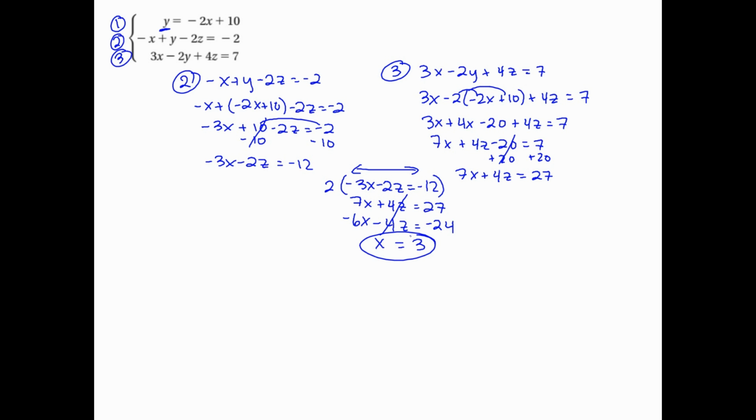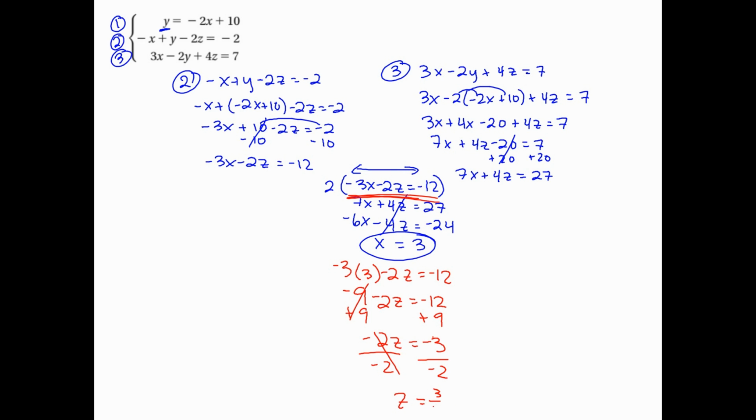Now that I know x is 3, I'm going to plug it in here. So negative 3 times 3 minus 2z equals negative 12. So we get negative 9 minus 2z equals negative 12. Add 9 to both sides. So we get negative 2z equals negative 12 plus 9. What does that get us? That gets us negative 3. Then we're going to divide this by negative 2. So it cancels out, and we get z equals positive 3 over 2. The negatives cancel out. So now we know what z is.